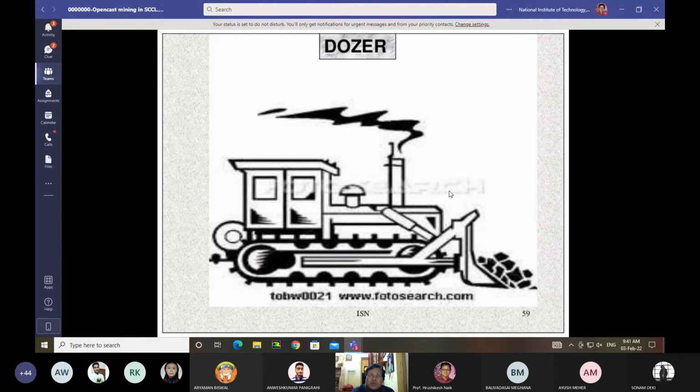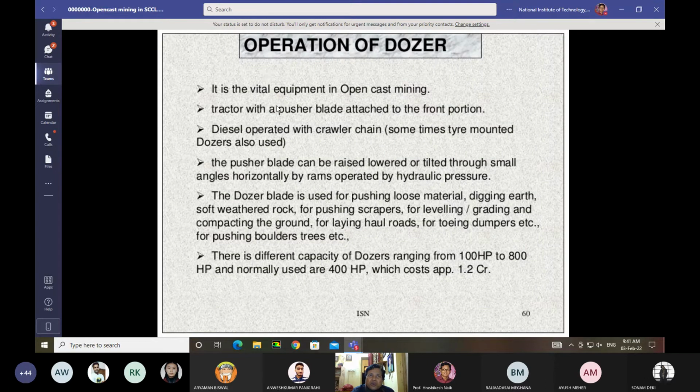So how to operate the dozer? Operation of a dozer. It is the vital equipment in open cast mines. For what purpose are you using the dozer? For road making, for leveling the roads. Dozer is nothing but a tractor with a pusher blade attached to the front portion. It is diesel operated with crawler chain. Sometimes tire mounted dozers are also available. The pusher blade can be raised, lowered or tilted through small angles horizontally by rams operated by hydraulic pressure.